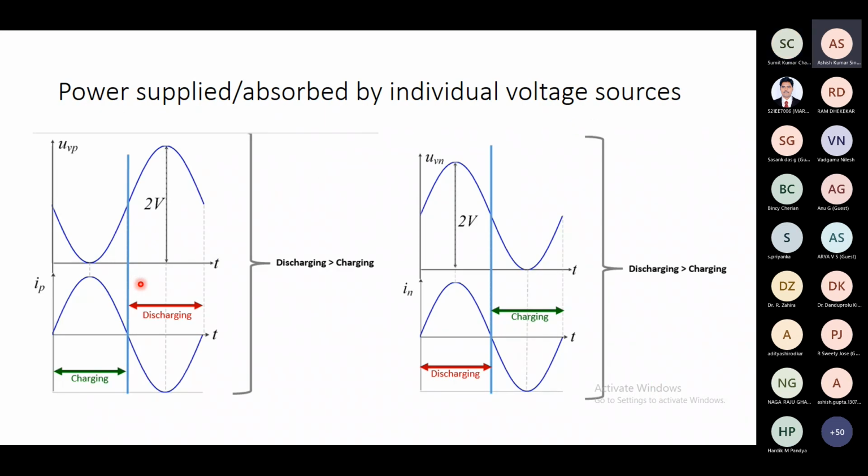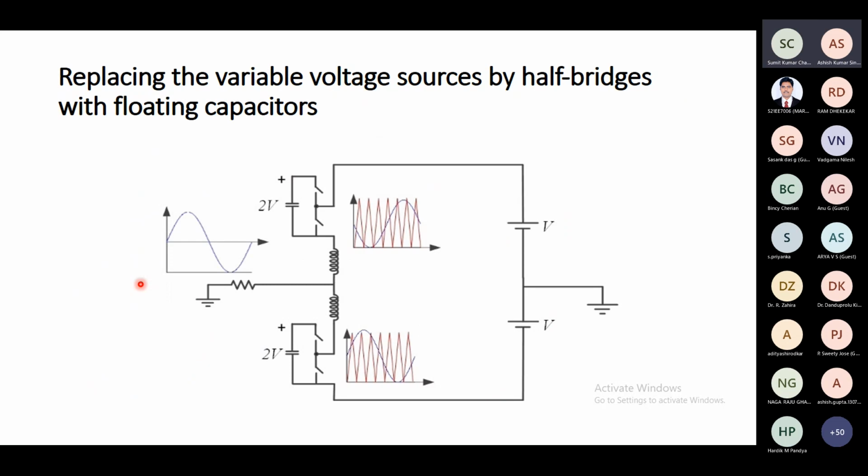So what will be the effect of that discharging? As I'm saying, UVP and UVN, now I'm directly writing these as V and V. So as I discussed, this is 2V. Now I'm replacing it with a single-cell modular multilevel converter. Nobody implements a modular multilevel converter with a single cell in a given arm. This is only for your understanding.